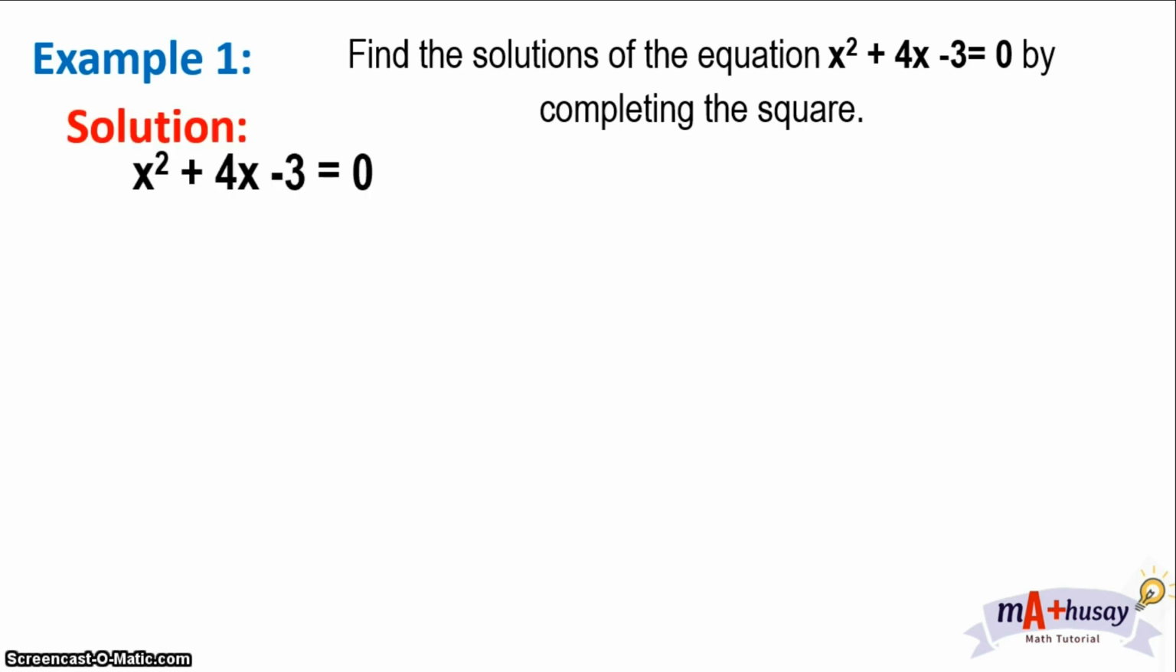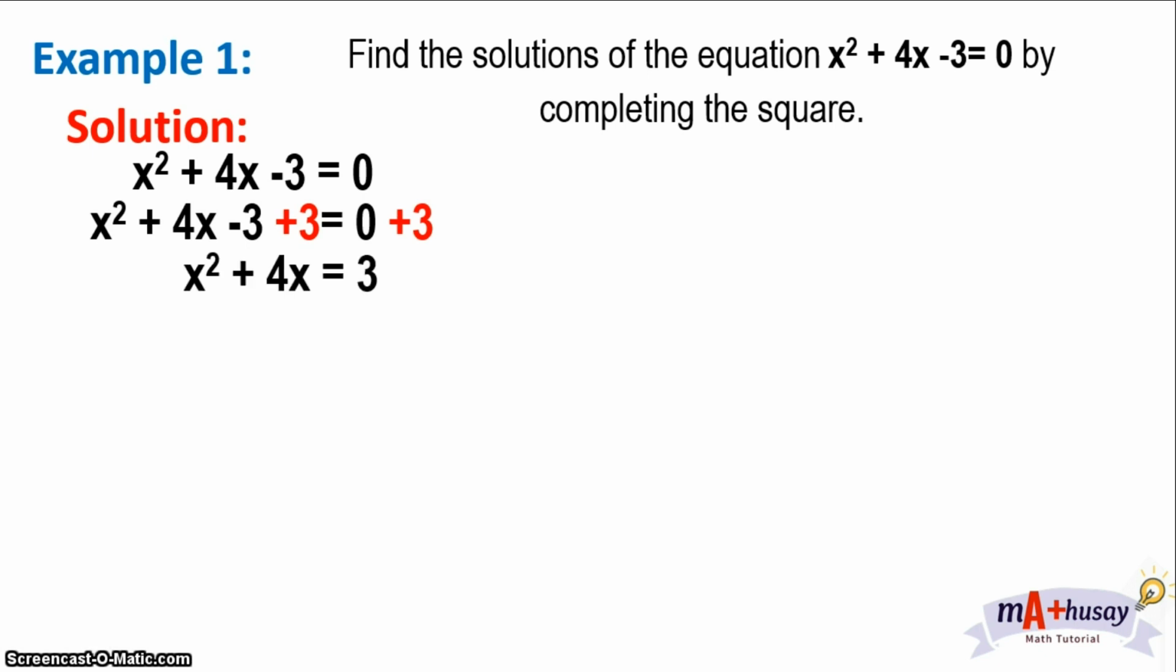So x squared plus 4x minus 3 equals 0. Our goal is to isolate again the constant term on the right side. To do that, we have to add positive 3 to both sides of the equation. Now we have x squared plus 4x equals 3.